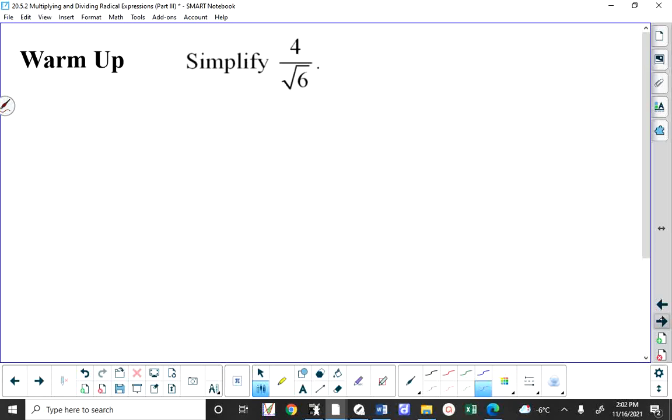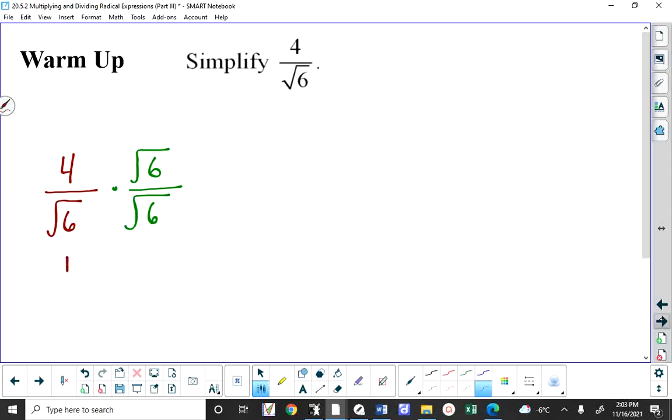As a warm-up, let's remind ourselves how to rationalize a denominator that's a monomial. So if I said simplify 4 over root 6, maybe I will say this explicitly. When I say simplify, you understand that in that word simplify includes rationalizing denominators. You're expected to know that. So I can take 4 over root 6 and multiply the top and the bottom of this expression by root 6.